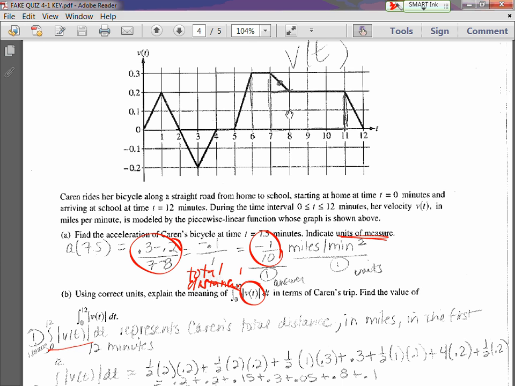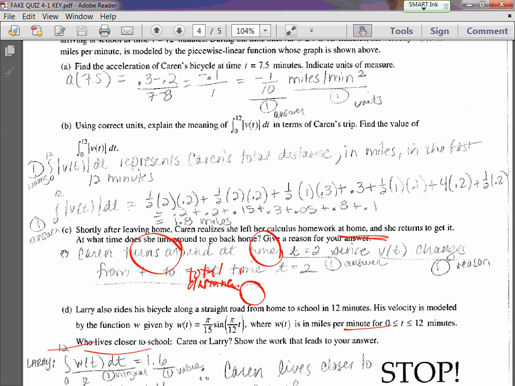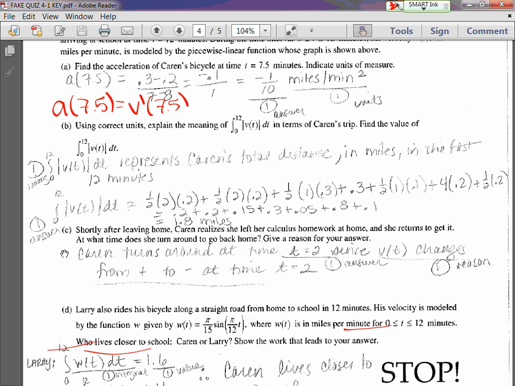So this integral represents her total distance in miles, so always give units, in miles, in the first 12 minutes, or you could have said from time t equal to 0 to time t equal to 12 minutes. But make sure you always give units, both for the distance as well as for time. And it ended up being a whole bunch of adding together, and you got 1.8 miles. Are there questions on A or B with that? So again, A was just simply finding the slope because acceleration equals the derivative of velocity.